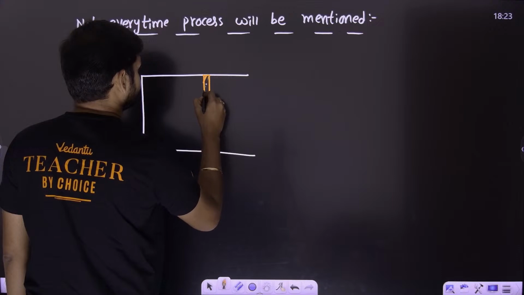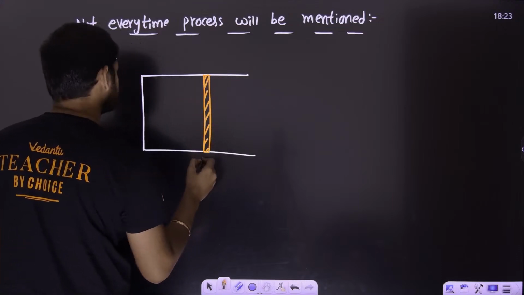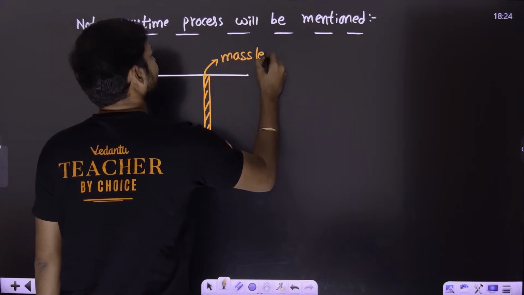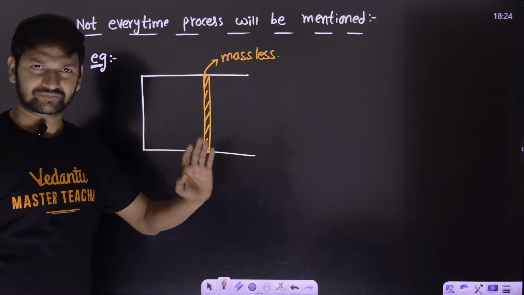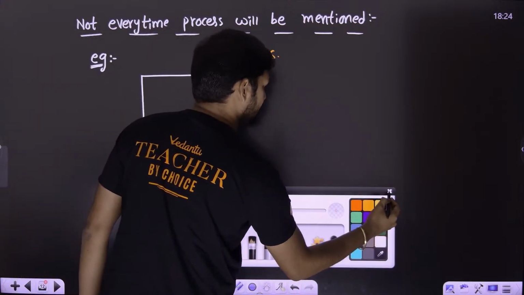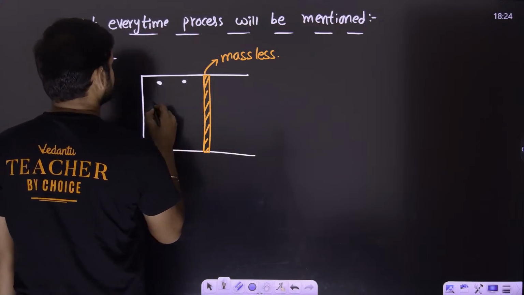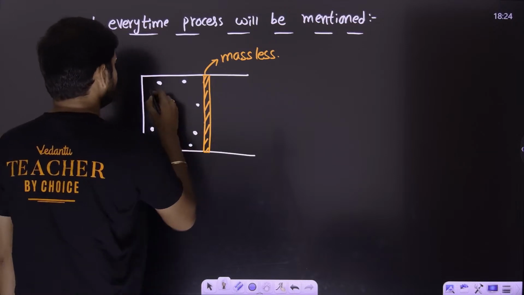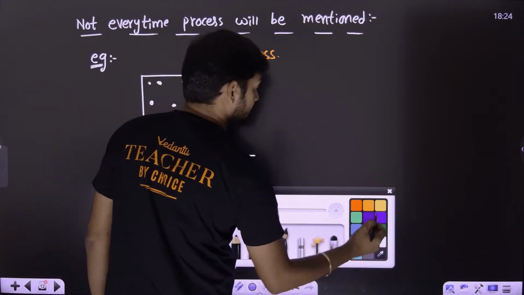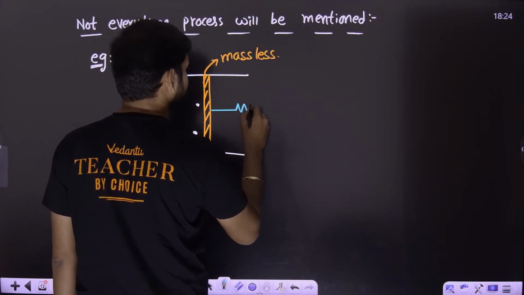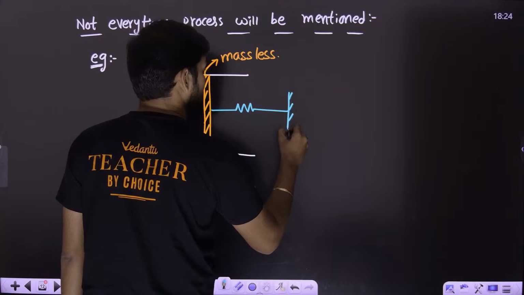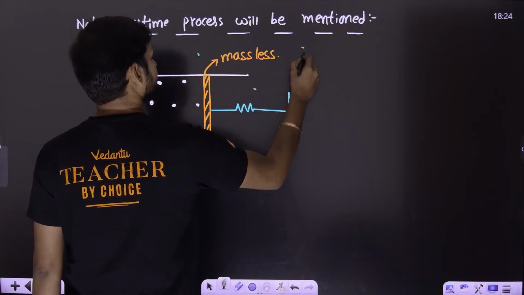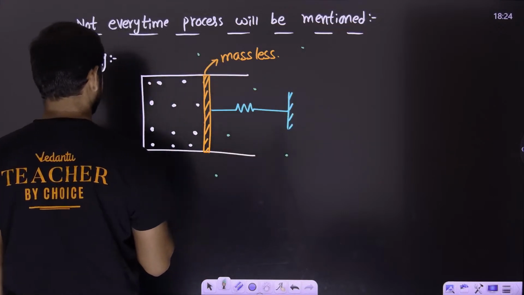Let us take, for simplicity, a massless piston, right? On the left side, we have gas. On the right side, we have atmosphere. And that piston is connected to a spring also, right? And on the right side, we have atmosphere too.